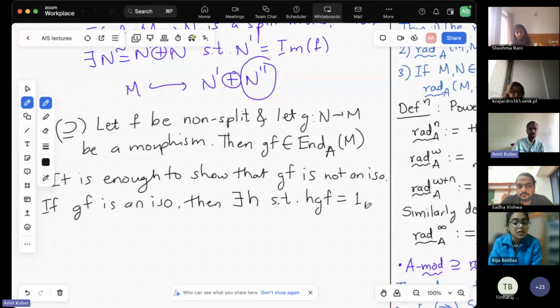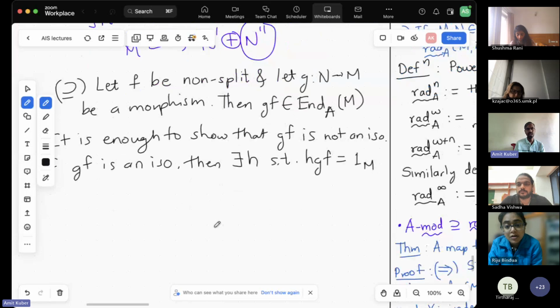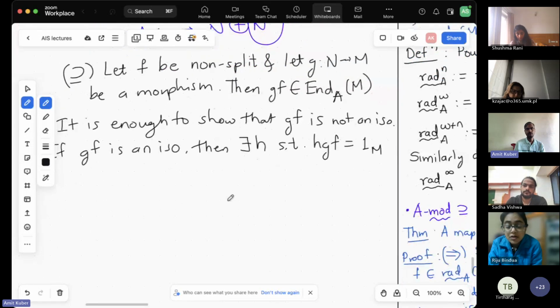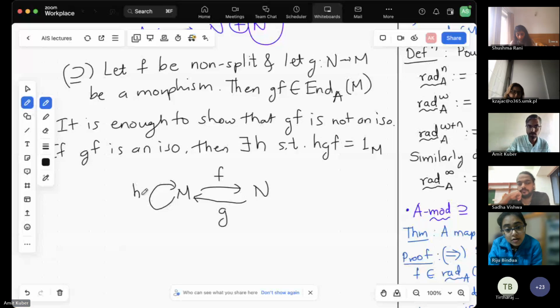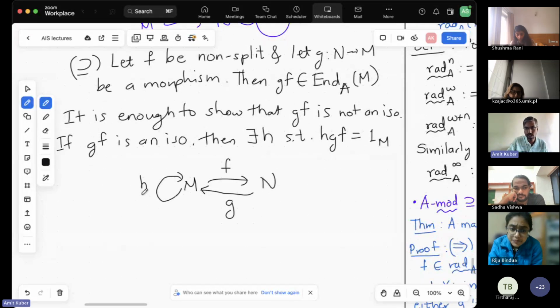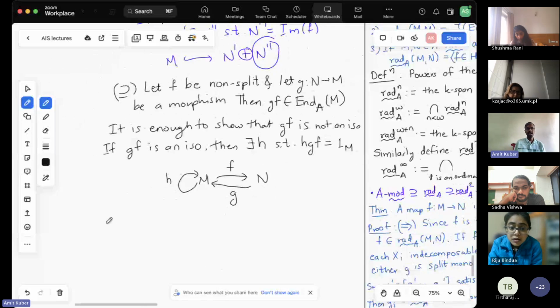Well, let me draw a simple picture for you to understand. M is here, N is here, F is my morphism from M to N, G is my morphism from N to M, and H is some morphism over here. Now we simply have to do some algebraic manipulation. It's not difficult.